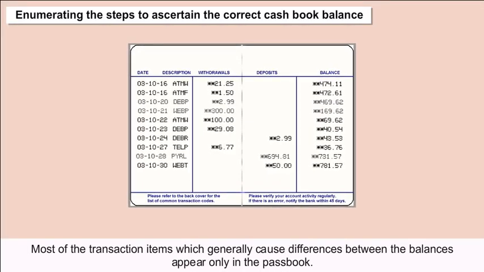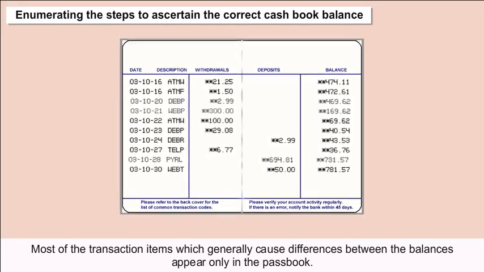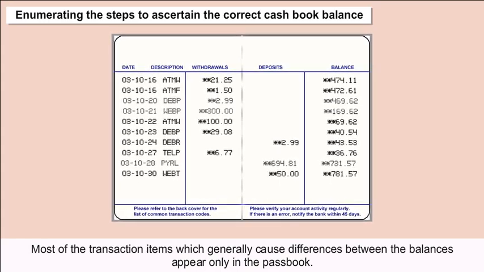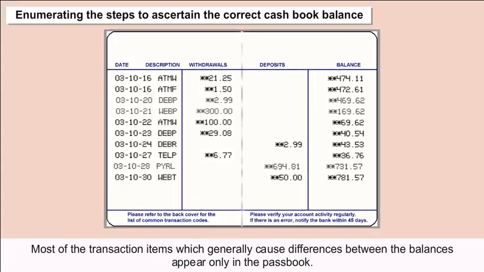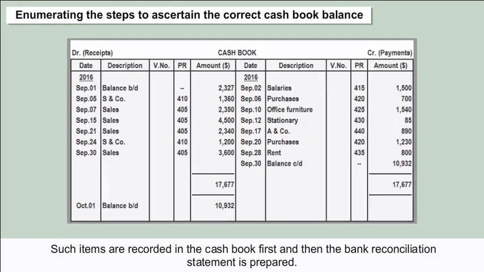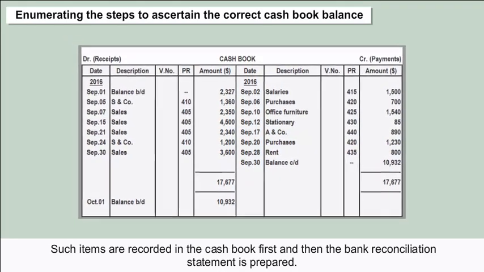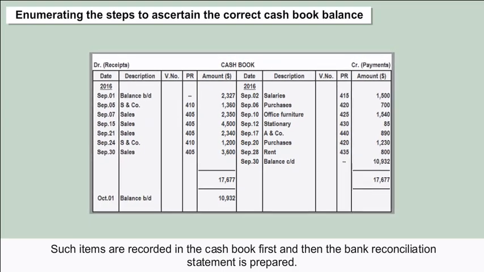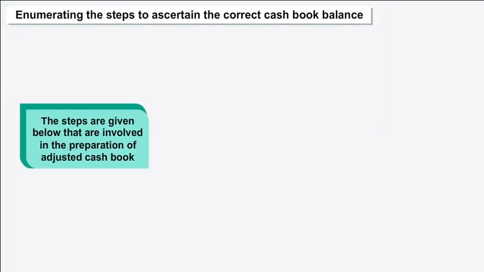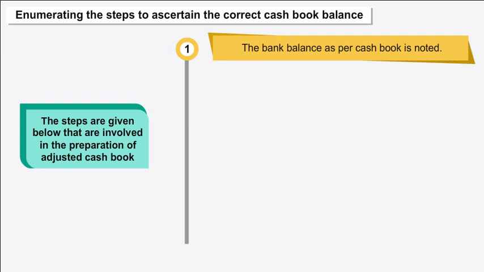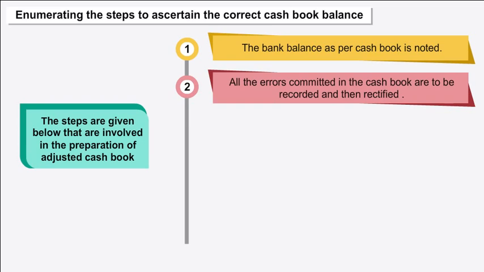Enumerating the steps to ascertain the correct cash book balance. Most of the transaction items which generally cause differences between the balances appear only in the passbook. Such items are recorded in the cash book first and then the bank reconciliation statement is prepared. The steps involved in the preparation of adjusted cash book are given below. 1. The bank balance as per cash book is noted. 2. All the errors committed in the cash book are to be recorded and then rectified.